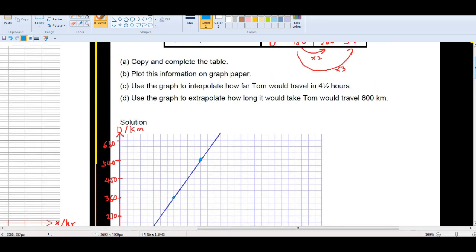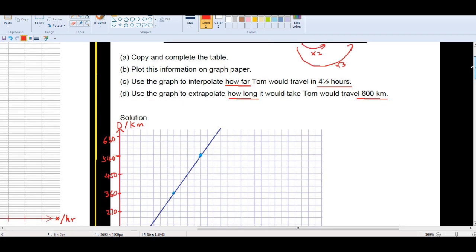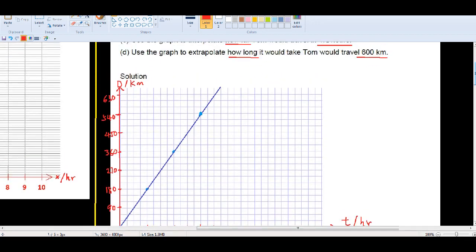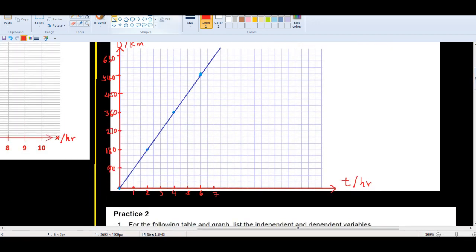Then we're going to do interpolation and extrapolation. So for interpolation, how far would Tom travel in 4.5 hours, and how long would he take to travel 600 km? Alright, okay, so for C, how far in 4.5 hours, so we need to find where the 4.5 hours is. Okay, it's here, so let's move up here.